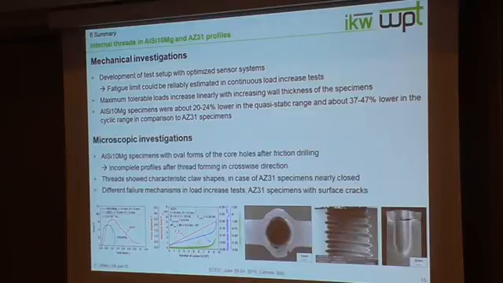And the correlations with microscopic investigations so far show that aluminium specimens had oval forms of core holes after friction drilling, so we have incomplete profiles after thread forming in crosswise direction. And the threads show characteristic claw shapes, and in case of magnesium specimens, they were nearly closed. So in the last slide, we have seen different failure mechanisms in load increase tests, and magnesium specimens had surface cracks, which is of course to be investigated in further investigations.